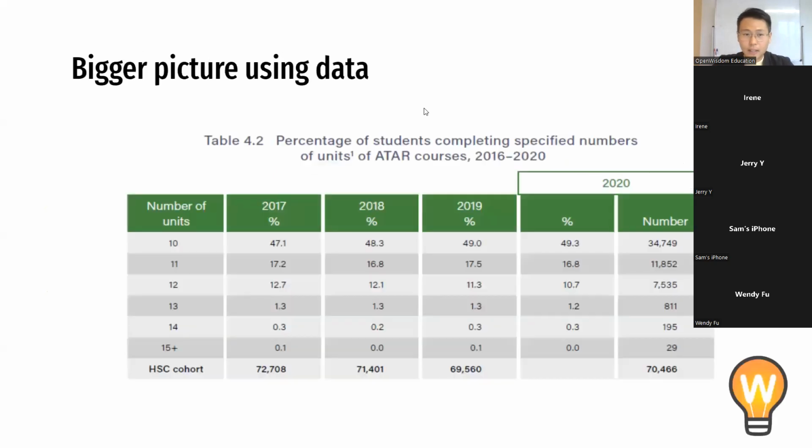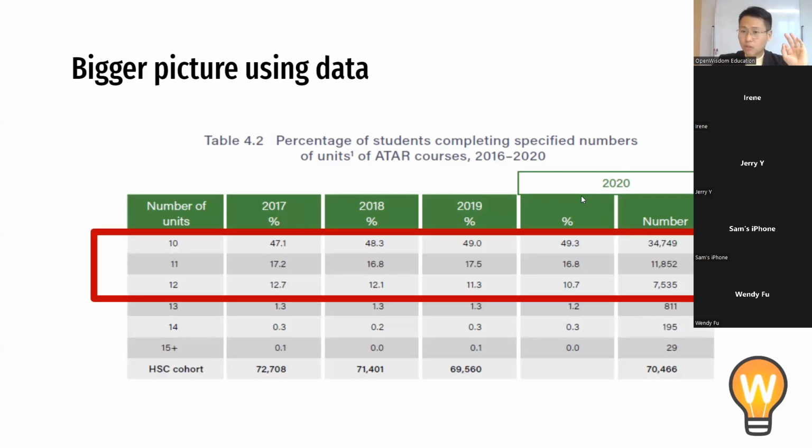All right. So let's look at this from a bigger picture, because as a tutoring center, we like to look at this from an objective lens as well. If you look at the 2020 UAC report, you can see that most students that do HSC pick 10 units. So 49.3% of the students going to HSC are doing 10 units.